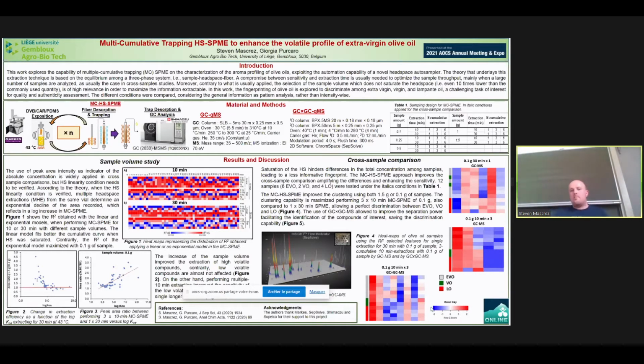But when we apply the 3 times 10 minutes, consider if it's GC or GC times GC, the classification is really well designed. So you have a part, the extra virgin olive oil, the gray part, then the virgin and the lampante. And this is very, very powerful because the virgin olive oil is never easy to separate, because virgin olive oil has intermediate characteristics between extra virgin and lampante oil.